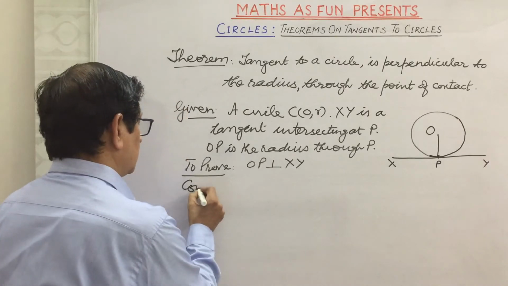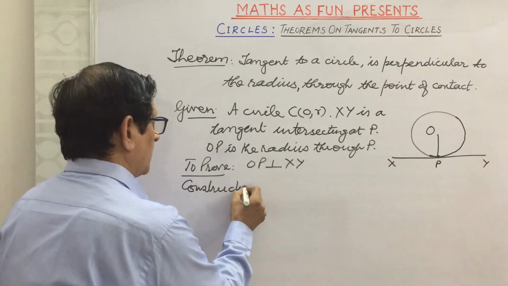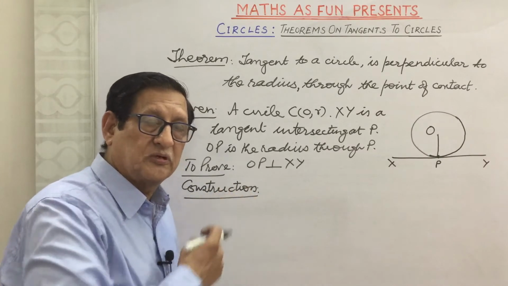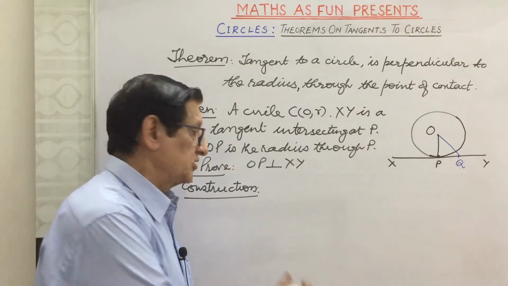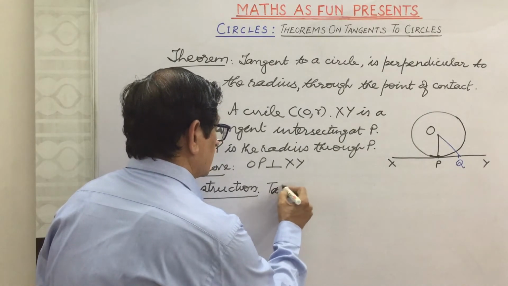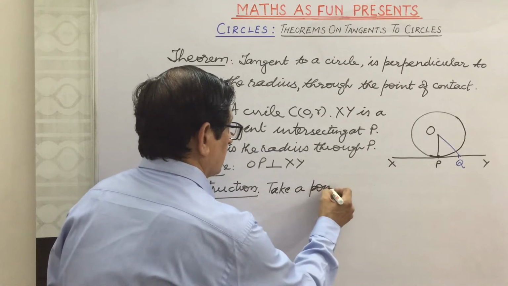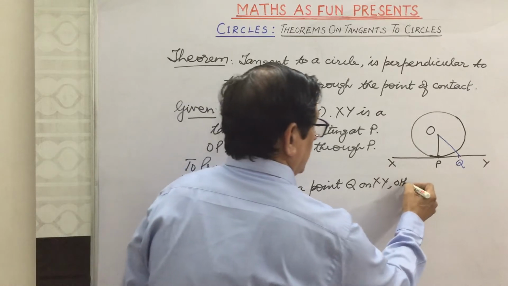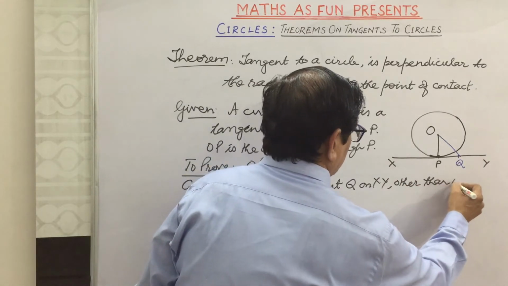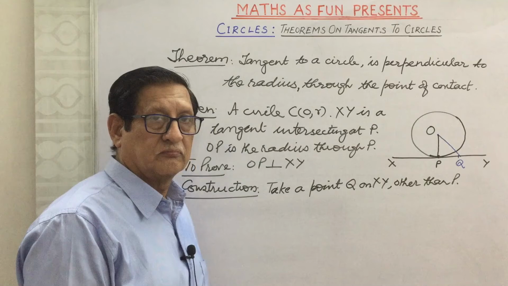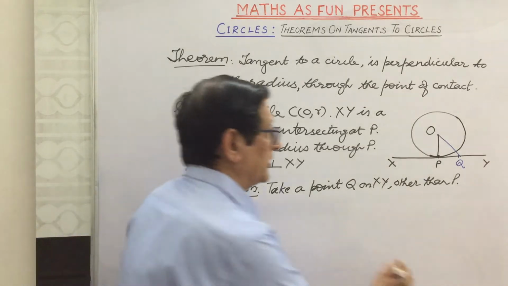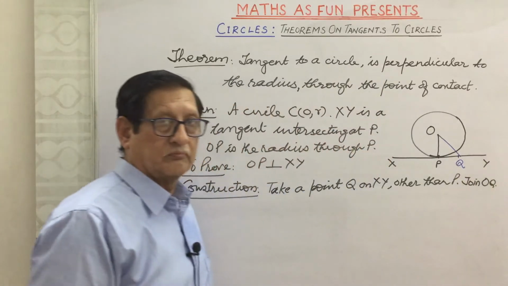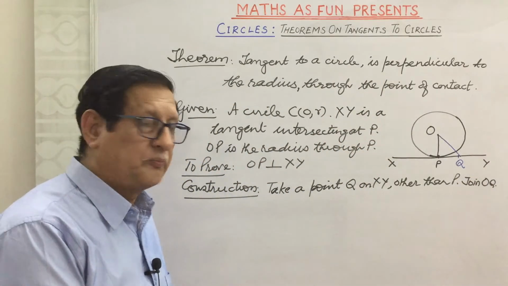Construction. If any construction is required, we write in this particular part. So the construction is: take a point Q on XY other than P and join OQ. Then we will go to the proof.